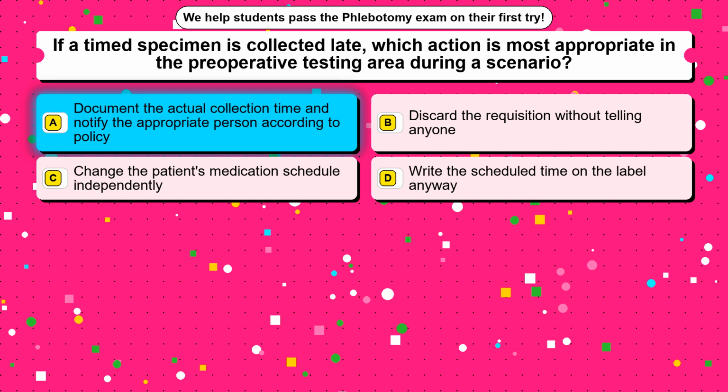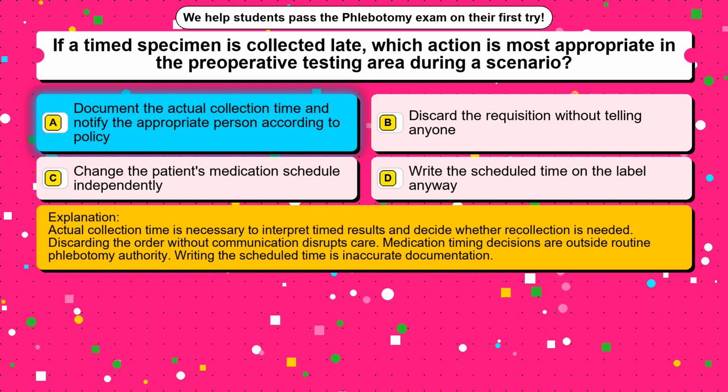Document the actual collection time and notify the appropriate person according to policy. Actual collection time is necessary to interpret timed results and decide whether recollection is needed. Discarding the order without communication disrupts care. Medication timing decisions are outside routine phlebotomy authority. Writing the scheduled time is inaccurate documentation.